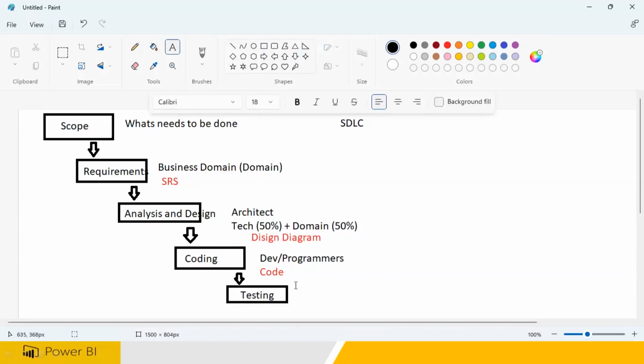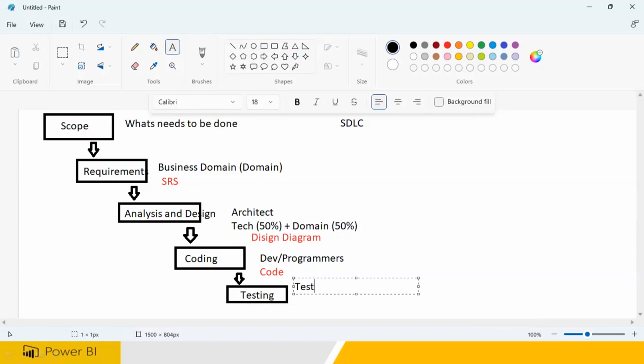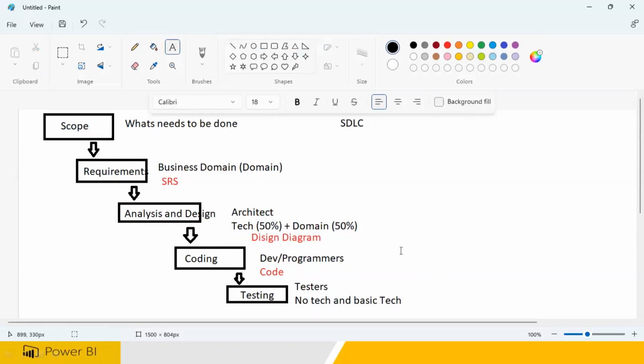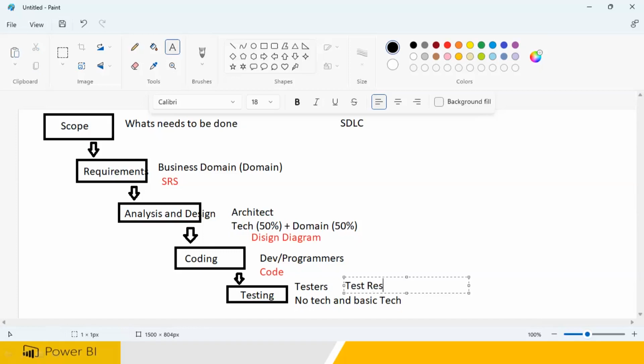Who's going to be testing? Testing will be done by the testers. These people do not know much about technology. They will have very basic technical knowledge, but they should know how to test it. Clear? After they test it, they release what are called test cases or test results.